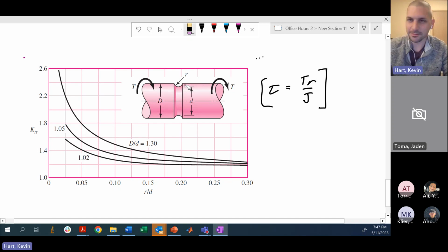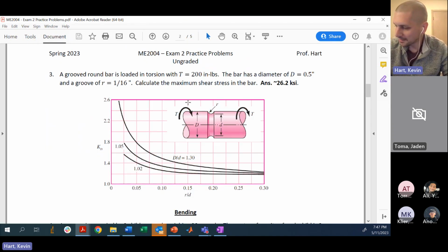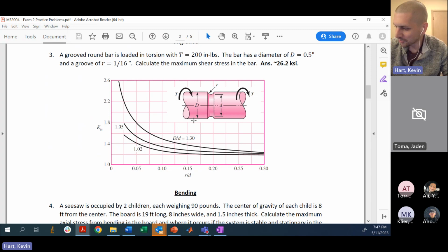So just make sure you're clear on that. I realized that when I was doing the solutions for this one, I was like, yeah, that little r is a little annoying.